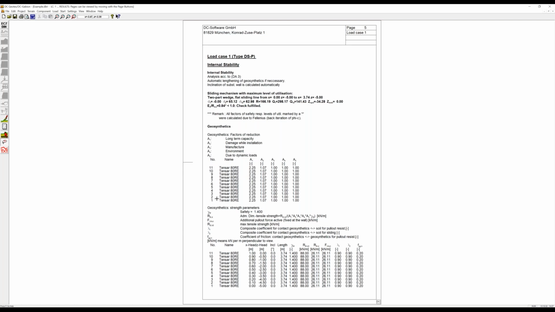And here we see the different geosynthetics layers that we defined. We have the type with the different reduction factors. We have the strength parameters with the factor of safety for the material. And so you see with a critical characteristic strength of 88 kilonewtons per meter, we have a design value of only 26 because we have many reduction factors and safety factors that reduce the characteristic value.